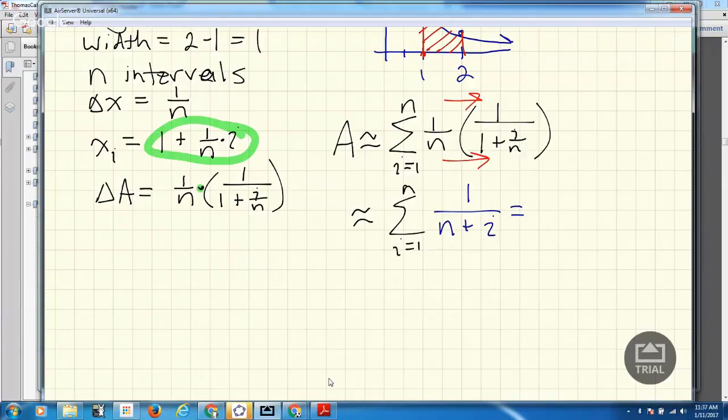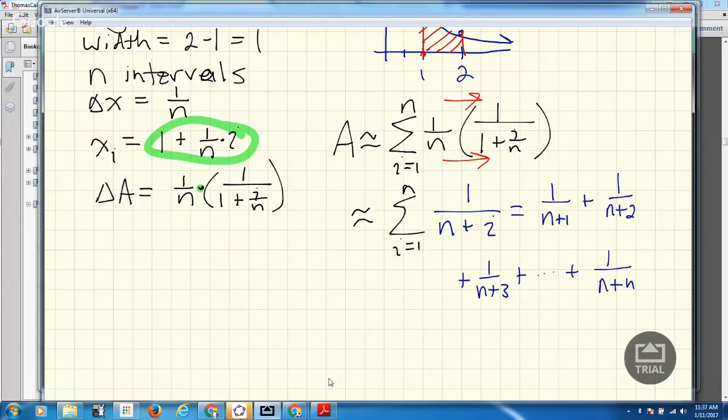So what's that going to look like? Well, in general, if i is 1, I'm going to have 1 over n plus 1, and then 1 over n plus 2. That's just going to keep on going, plus 1 over n plus 3, all the way down the road, up to 1 over n plus n.